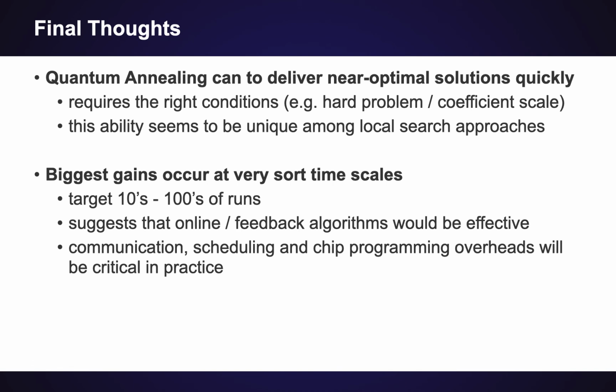The biggest gains occur at very short timescales, so that is a new insight for me, which is that after maybe 10 to 100 runs of the hardware, you've gotten most of the information you're going to get about the optimization problem. So that suggests that online or feedback algorithms would be effective because you're only going to run the hardware for a very short amount of time. And that also implies that communication, scheduling, chip programming, all of those overheads will be very critical in practice because we're only going to do very, very small jobs on the hardware before submitting another one.